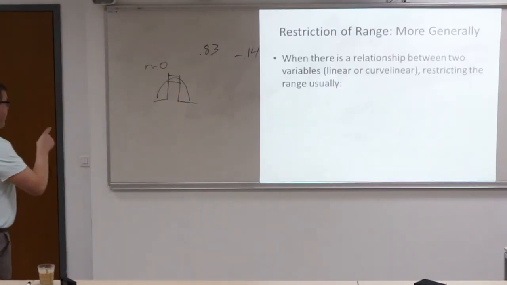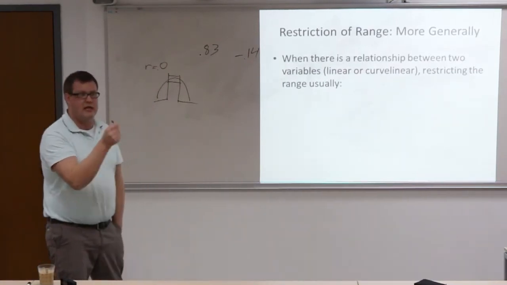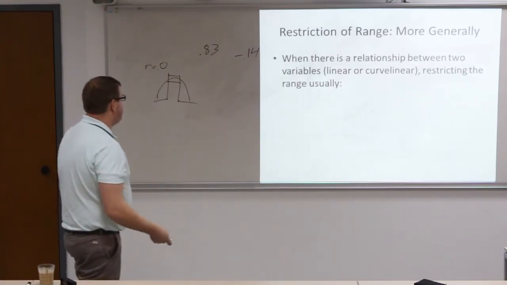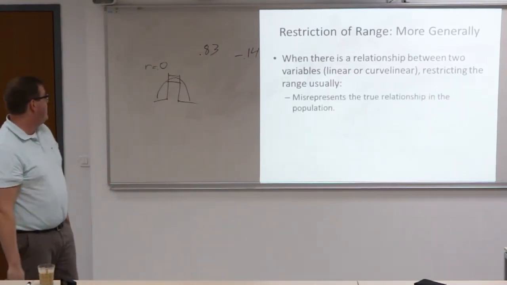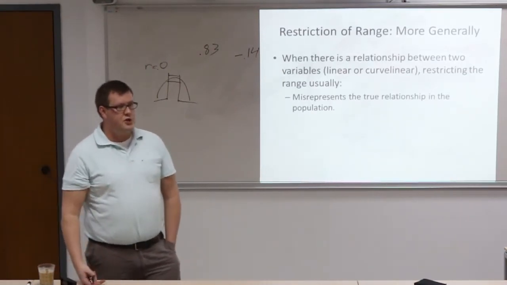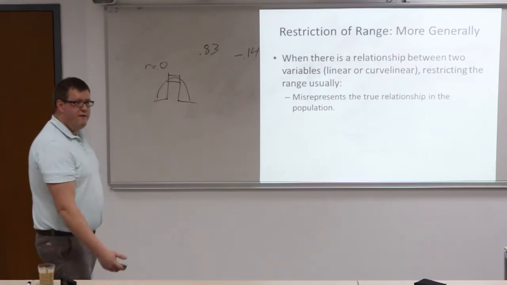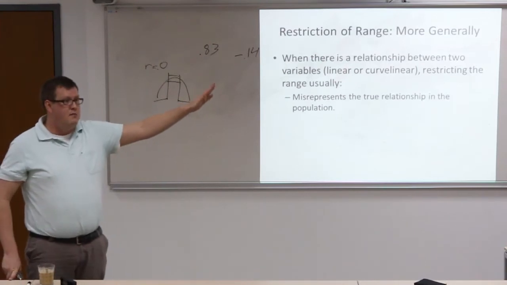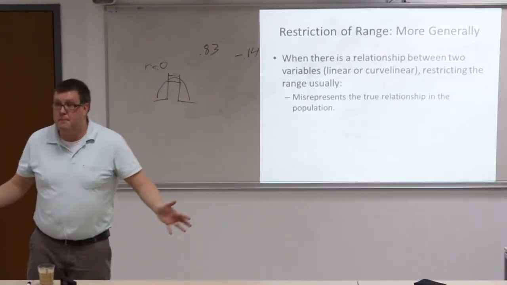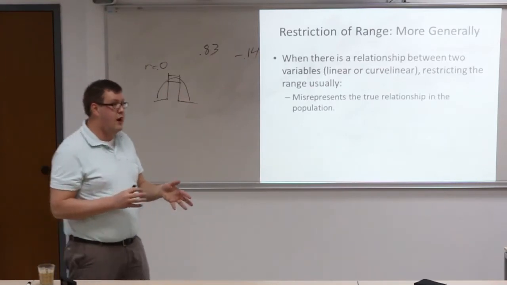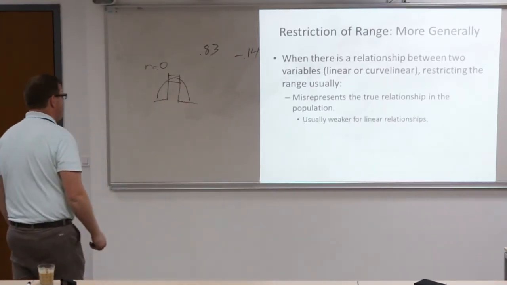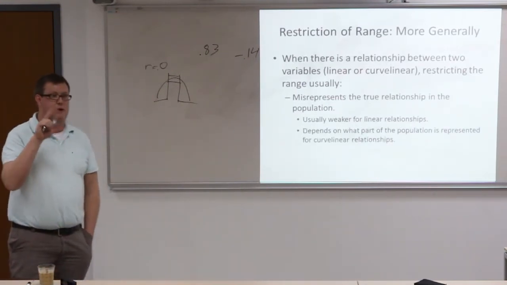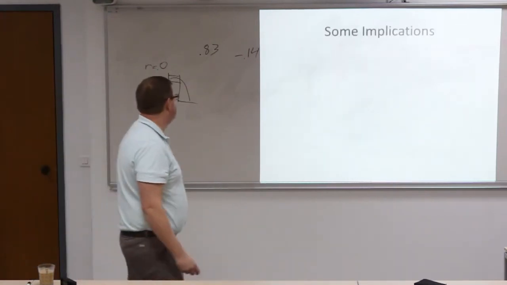So when there is a relationship, notice earlier I said when there's a linear relationship. Here I just said when there's a relationship between two variables, linear or curvilinear, restricting the range usually misrepresents the true relationship in the population. We found something very different in all of the situations. For the linear relationship, we found much weaker relationships or no relationship at all. For the curvilinear relationship, we found stronger and weaker relationships depending. So usually you see weaker for linear relationships, and it depends on what part of the population is being represented in the sample for the curvilinear relationships.